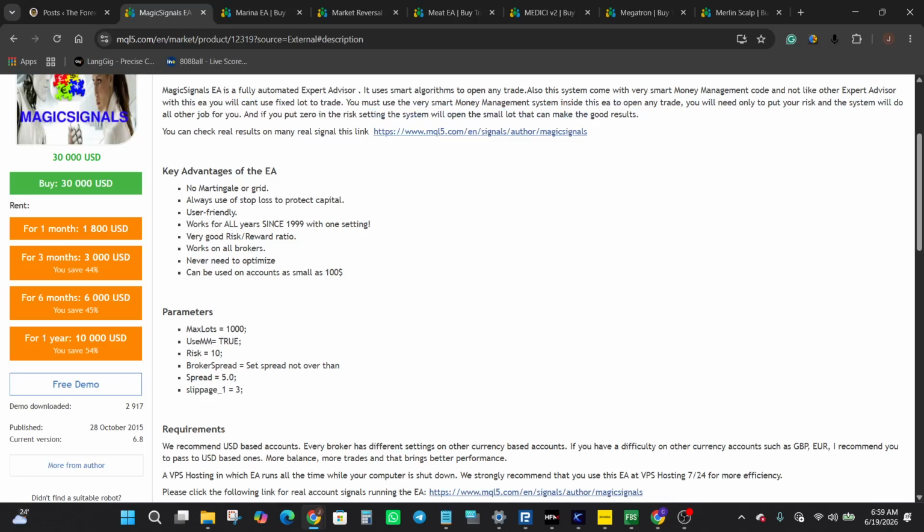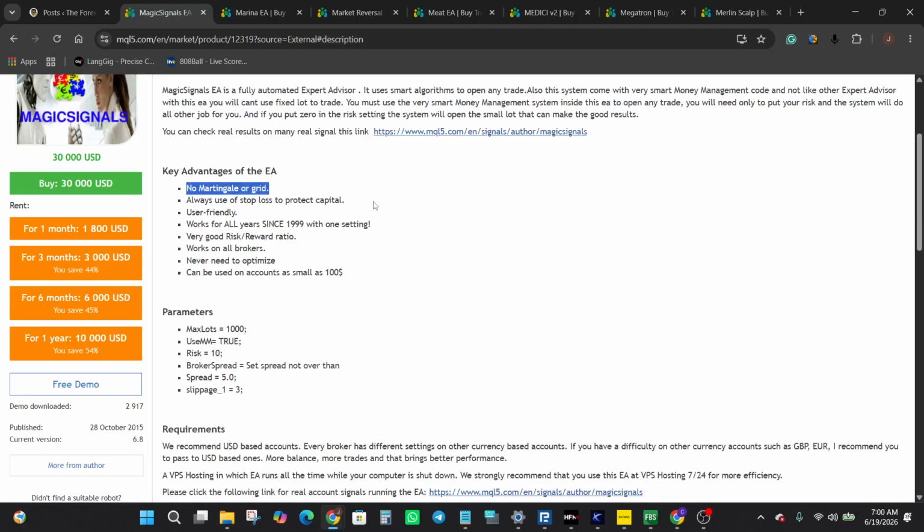Looking at the key advantages listed on the page, the developer highlights that the EA does not use martingale or grid strategies. The description also states that stop losses are always used to protect trading capital. Additional claims include a favorable risk to reward ratio, compatibility with all brokers, no optimization requirements, and the ability to run on accounts starting from as little as 100 US dollars.